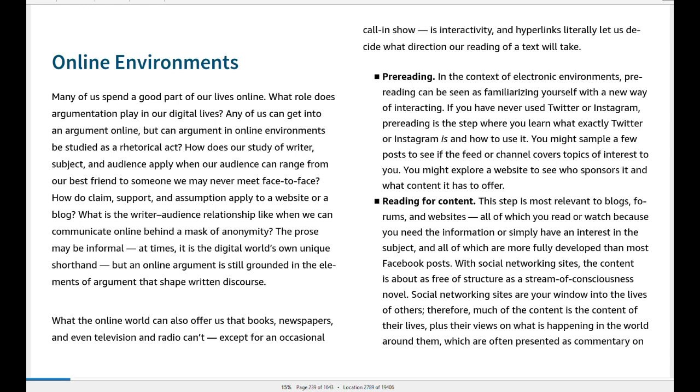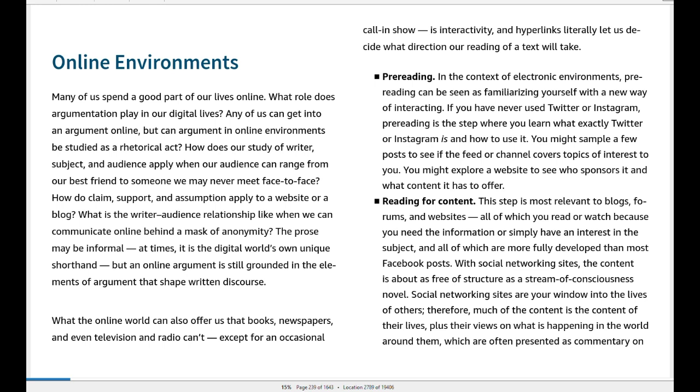Pre-reading. In the context of electronic environments, pre-reading can be seen as familiarizing yourself with a new way of interacting. If you have never used Twitter or Instagram, pre-reading is the step where you learn what exactly Twitter or Instagram is and how to use it. You might sample a few posts to see if the feed or channel covers topics of interest to you. You might explore a website to see who sponsors it and what content it has to offer.